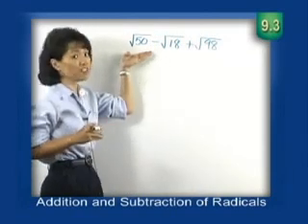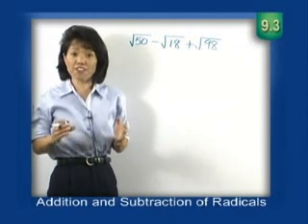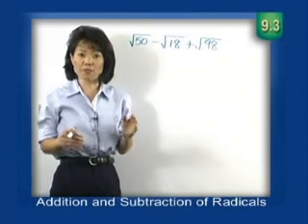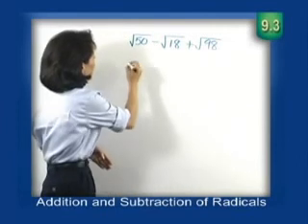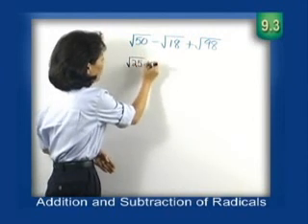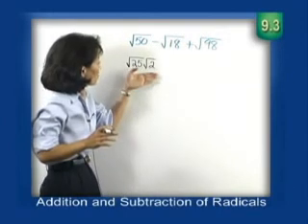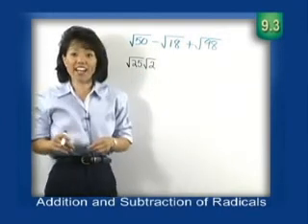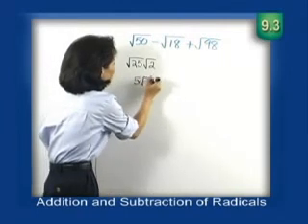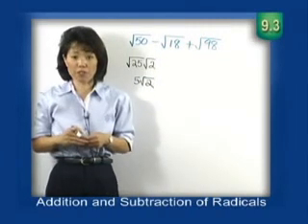When I see 50, I think of the largest perfect square that's a factor of 50. In my mind, I think 25 times 2. So I'm going to write the square root of 50 as the square root of 25 times 2. Why do I do that? I do that because the square root of 25 I know is 5. So the square root of 50 simplifies down to 5 times the square root of 2.